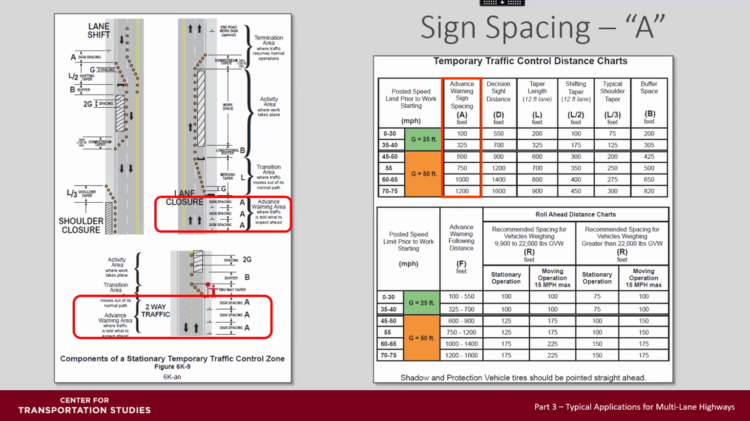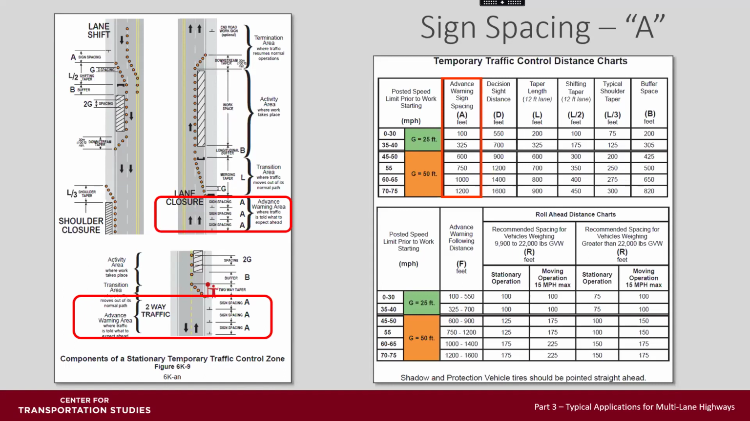Once the crew has determined the best layout to use, they'll then have to determine the placement of the advanced warning signs, message boards, and arrow boards if needed, barricades and channelizers. That information is found in the distance charts in the back cover of the field manual. We'll start with the components of a stationary work zone.